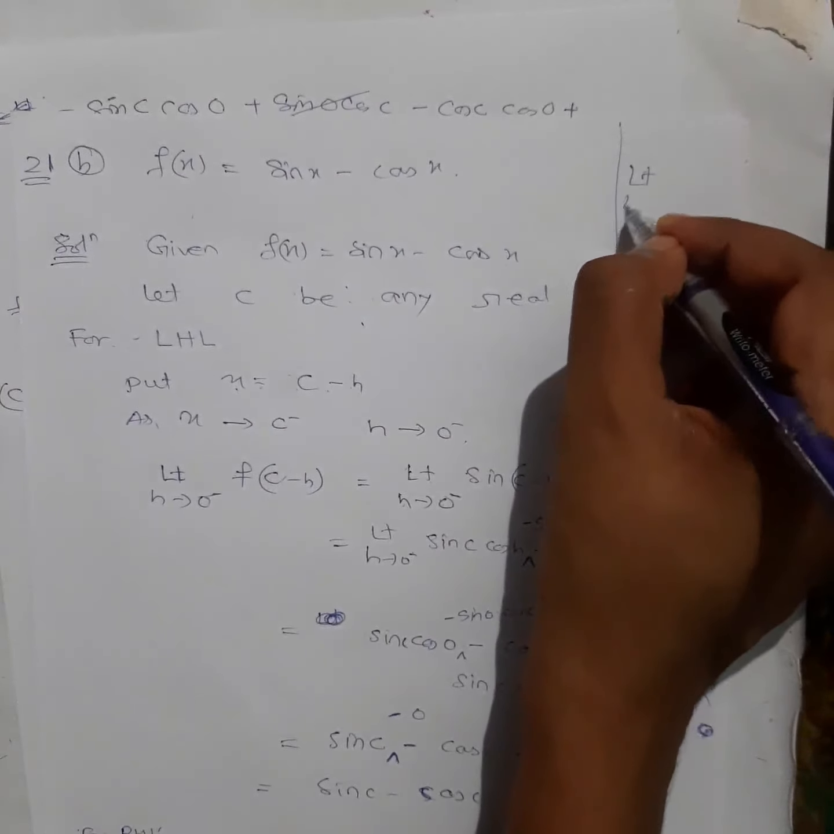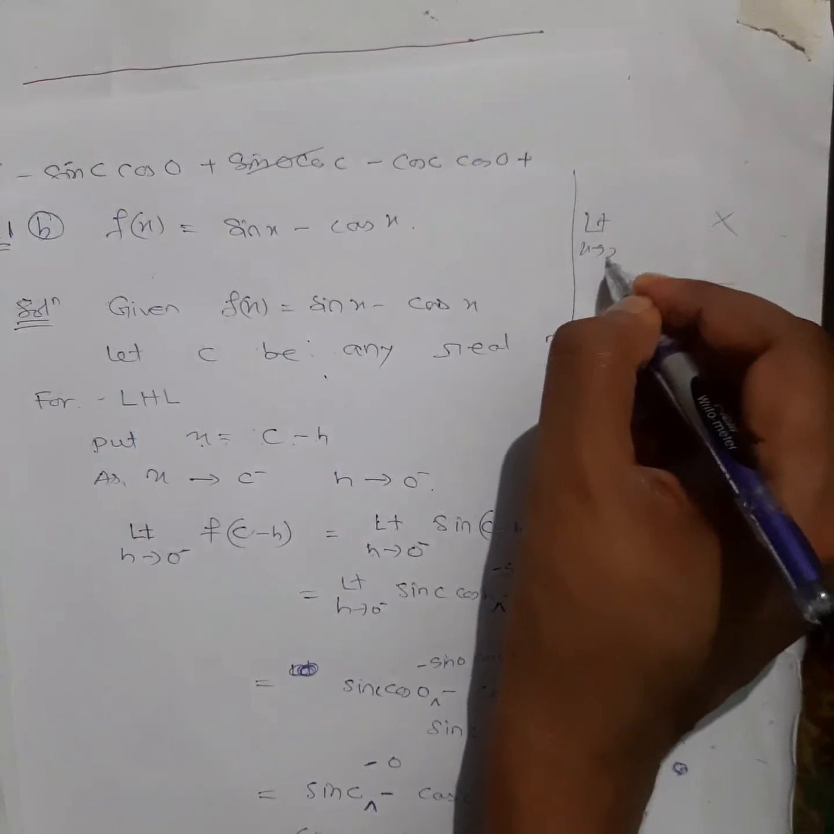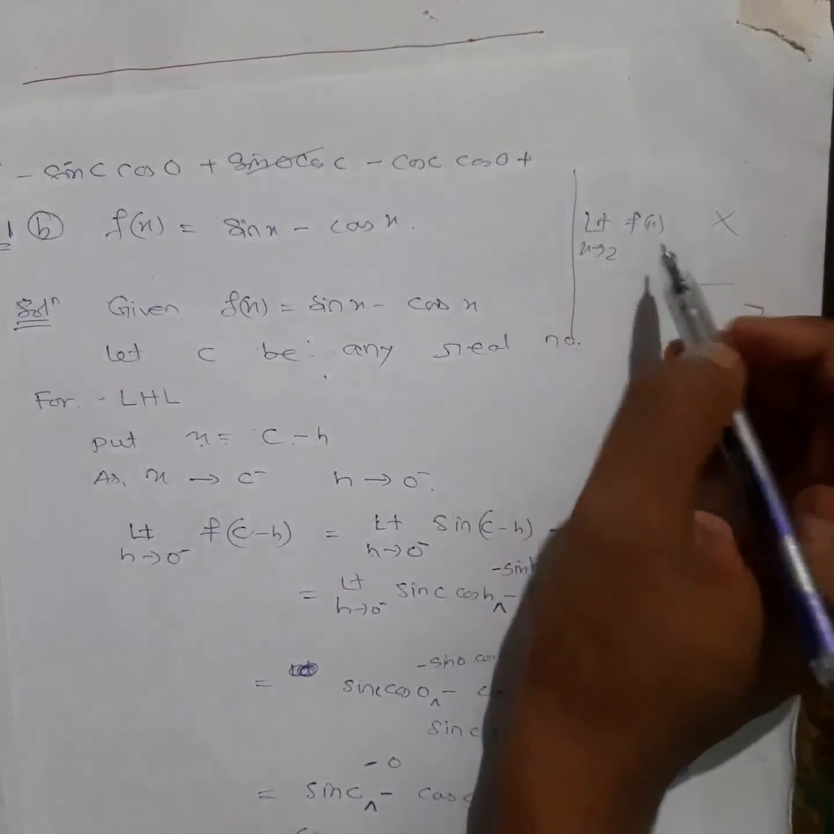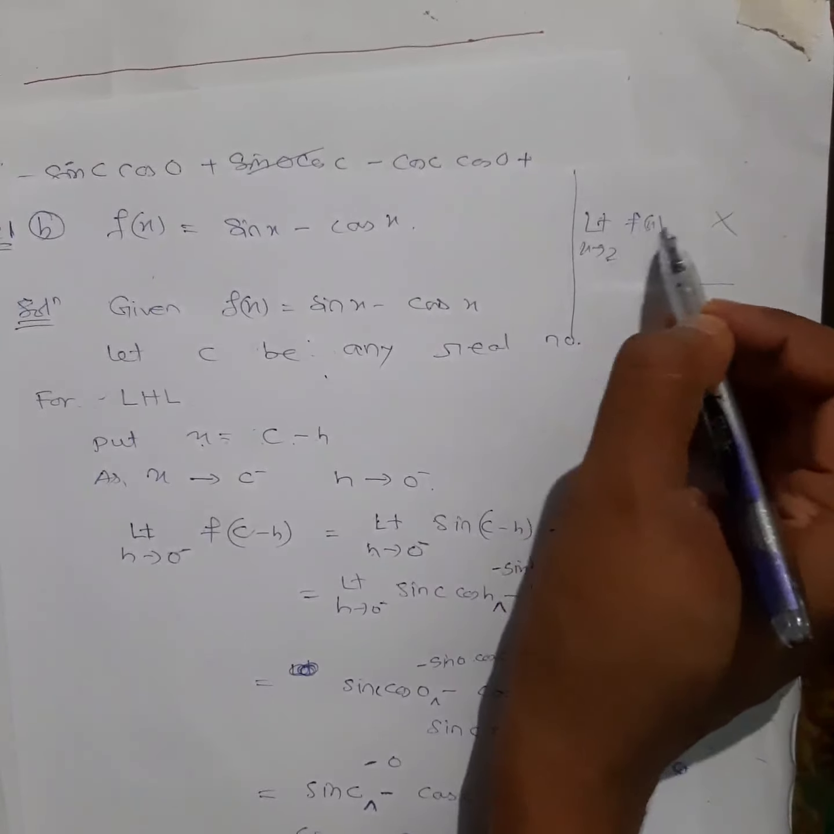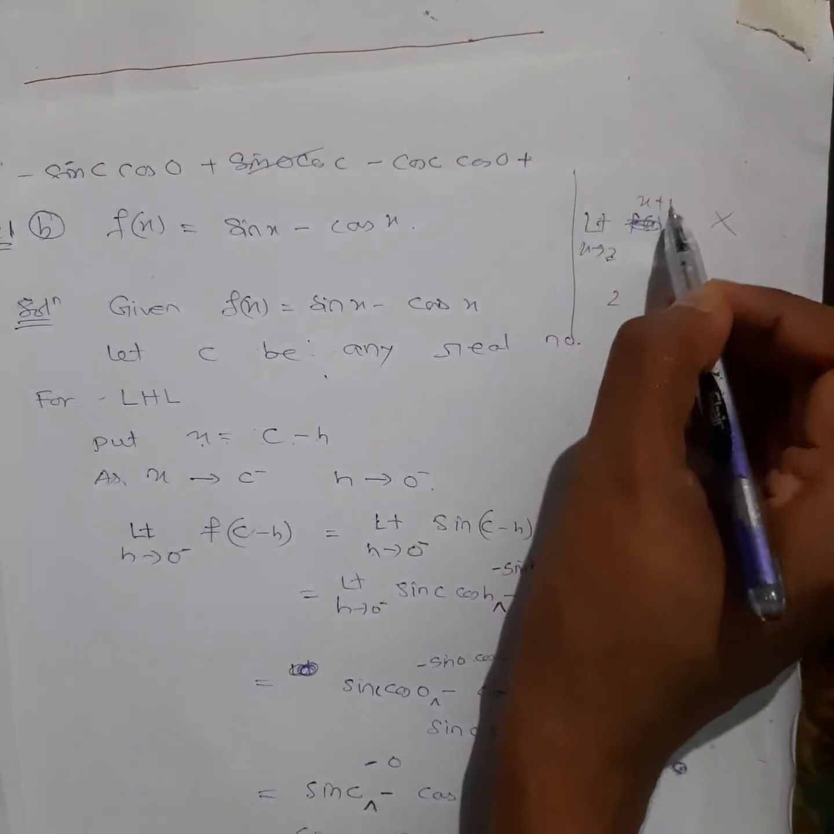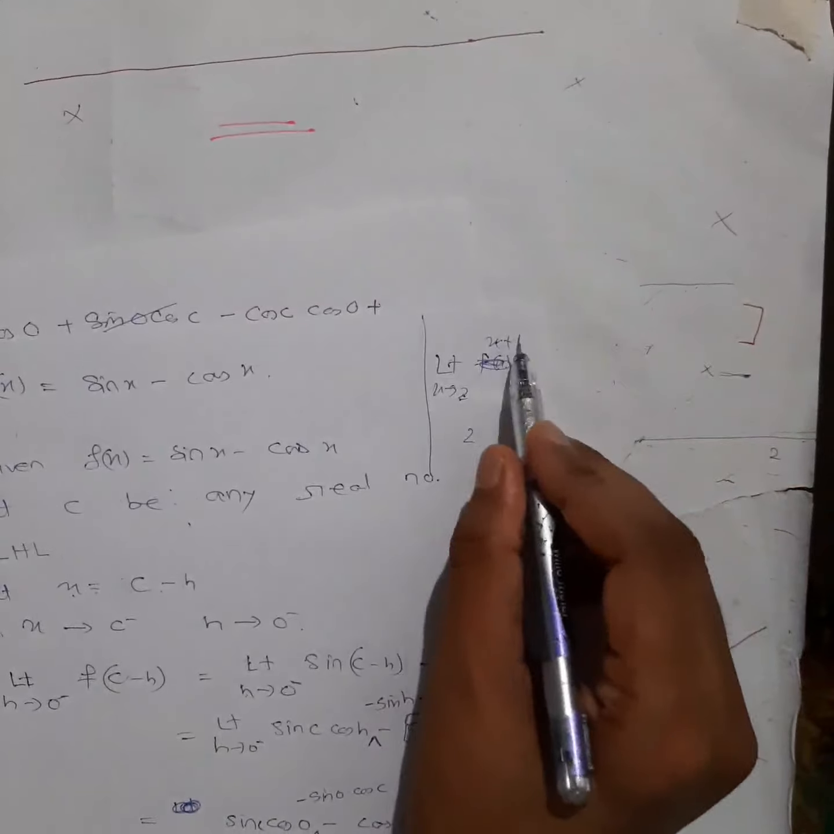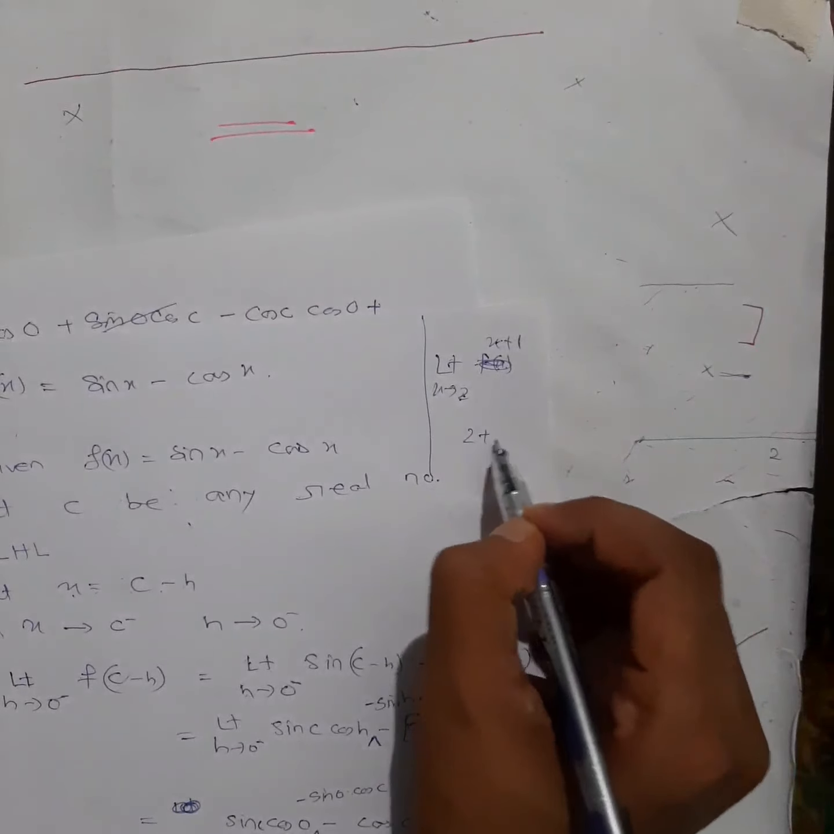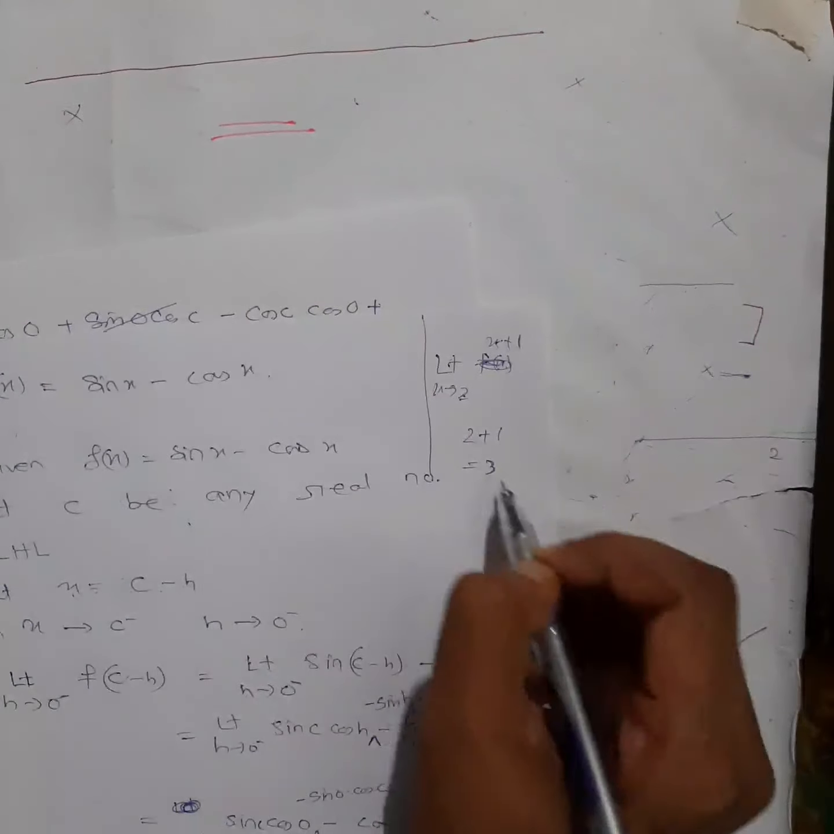Because we know that limit x tends to anything, suppose 2, and f(x) is a function, then by putting 2, if I get a determinate value, we used to directly put it. So suppose f(x) is x plus 1. So if you put 2 here, obviously a determinate value, right? So we used to put 2 directly and we used to get the answer 3 like this.